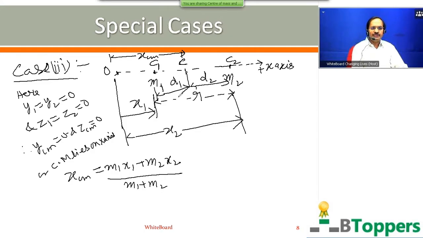You can observe from the figure, d1 is the distance between c1 and c. C is the position of center of mass system of the 2 particles of mass m1 and m2. C1 is the position of center of mass of the first body of mass m1. C2 is the position of center of mass of the second body of mass m2. So you can observe from the figure x1 plus d1 equal to xcm. So d1 can be written as xcm minus x1.